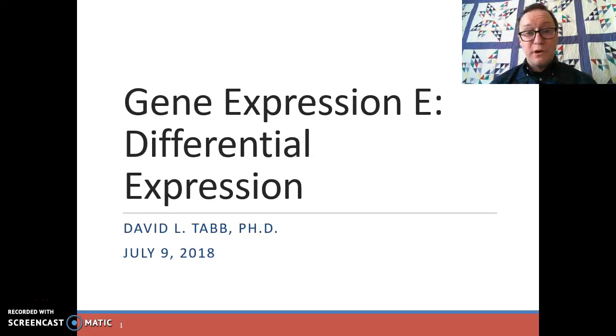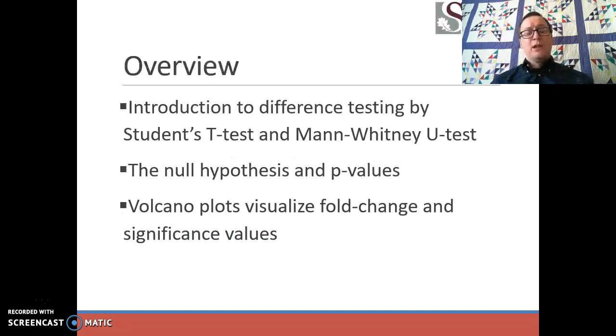Okay, for this part, we're finally going to get to one of the most obvious ways to test whether gene expression makes a difference. A cohort versus cohort comparison of gene expression, differential expression. So we're going to look at two different tests that people frequently use to test whether a difference exists. That's Student's t-test and the Mann-Whitney U-test. We'll talk about each of these in succession.